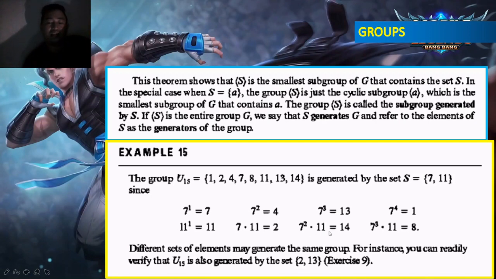7 squared times 11 is 14. And then 7 cubed times 11 equals 8. So that is all of them: 1, 2, 3, 4, 5, 6, 7, 8. There are 8 elements in U15, so the 8 elements are complete.